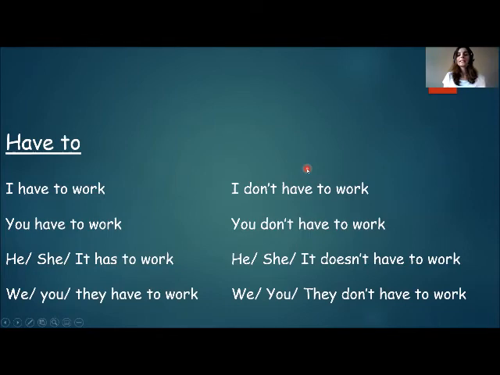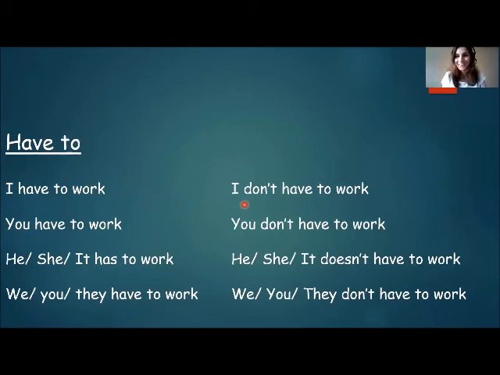Again, the negative form is the same as what we have just seen in the previous slide. I don't have to work, you don't have to work, he doesn't have to work, we don't have to work, and so on. Again, if you use it in the past tense, for instance, you have to change the form of the verb have into had, or have to into had to. Yes, so you can say I had to work yesterday, you had to work yesterday, he had to work yesterday, we had to work yesterday, right? In the negative form, I didn't have to, you didn't have to work, he didn't have to work, and so on and so on.